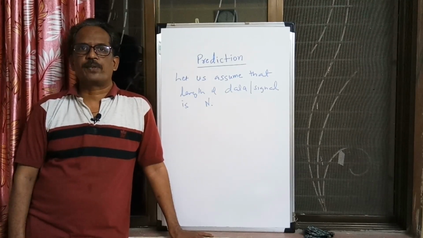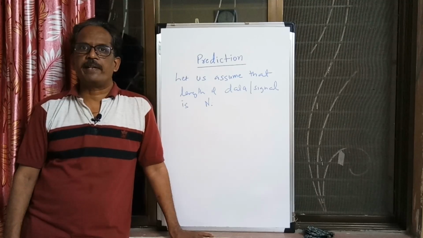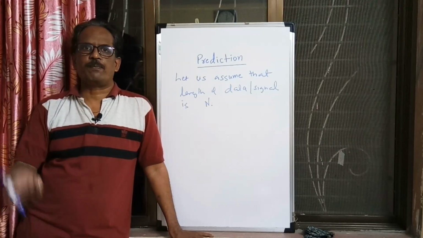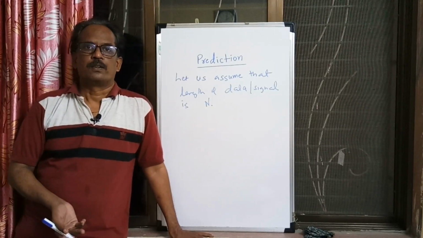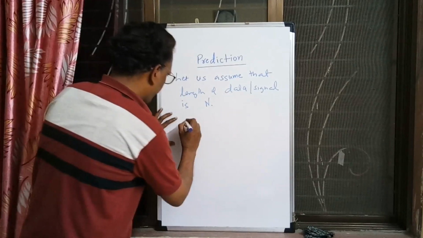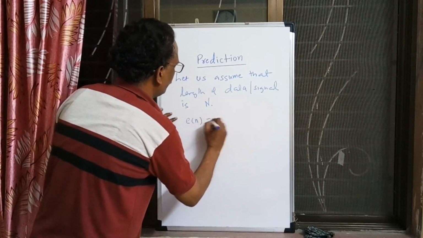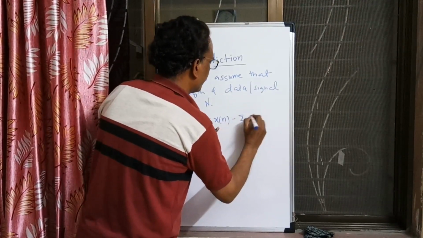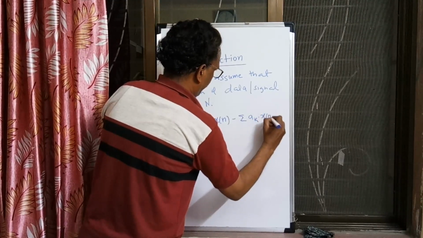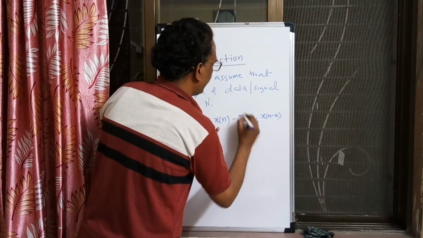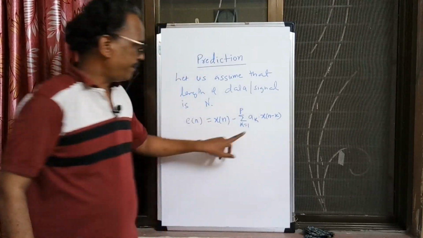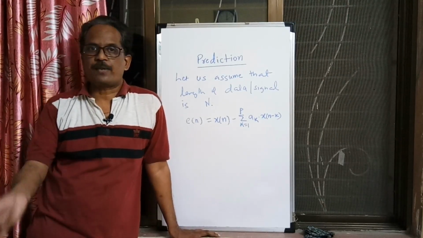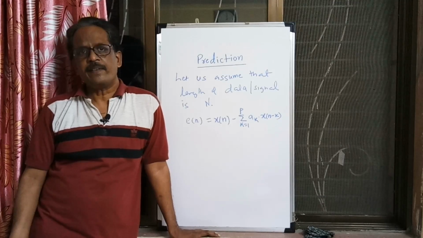We are assuming that we are given n samples of the data, n is very large, and we are saying that using past p samples we can predict any next sample, right? So let us write the equation. E of n is equal to, this is the sample which we want to predict from its past p samples, k is equal to 1 to p. So we are having a1, a2, a3, ap. a1 into x of n minus 1, this is the past sample. a2 into x of n minus 2, again it is a past sample.